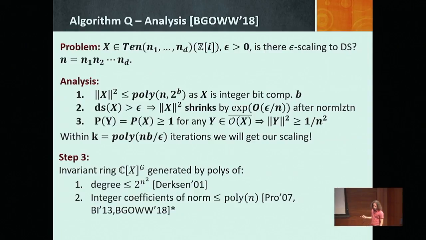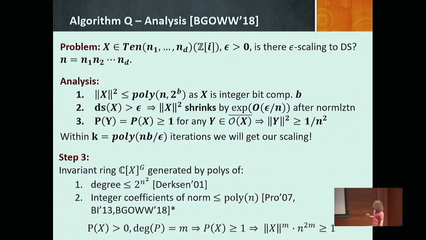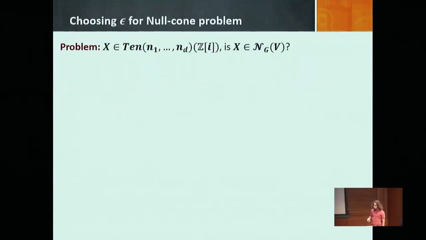Okay, good. Here's the proof. Anyway, that was the bound that we needed, and this is just a calculation. This degree bound and this coefficient bound are sufficient. Now, the only question that's left, if we want to solve the null-cone problem, is which epsilon we should choose to solve the null-cone problem.